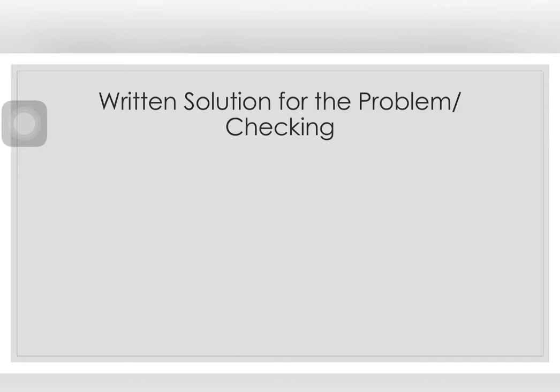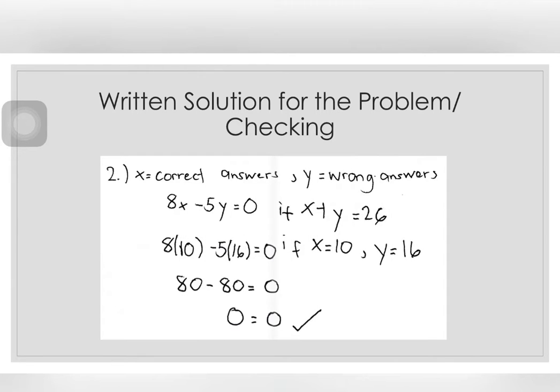This is the written solution for the problem, which I'll be using in checking if my answers are correct. x is equal to the correct answers and y is equal to the wrong answers. 8x minus 5y is equal to 0, if x plus y is equal to 26. If x is equal to 10 and y is equal to 16, it will be 8 times 10 minus 5 times 16 is equal to 0. In simplified form, 80 minus 80 is equal to 0. Therefore, the son did 10 correct answers and 16 wrong answers.